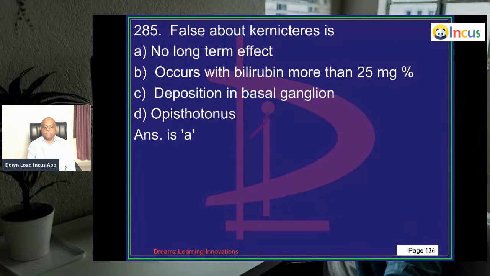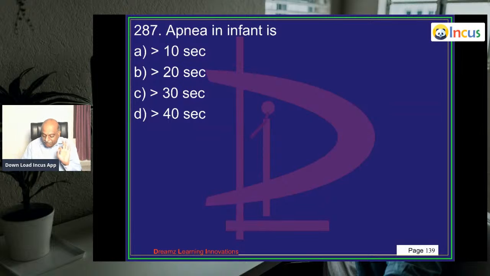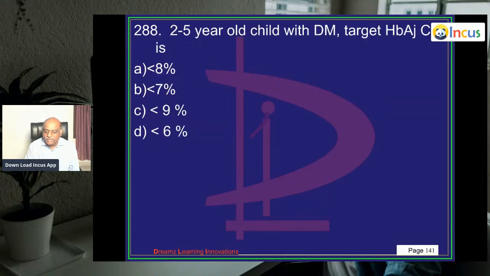Kernicterus. It can lead to long-term neurodegenerative effects. Opisthotonus, deposition of the bilirubin in the basal ganglia. Typically, kernicterus occurs the moment bilirubin is more than 25. Lecithin sphingomyelin ratio is used to assess the lung maturity. Apnea in an infant is more than 20 seconds.